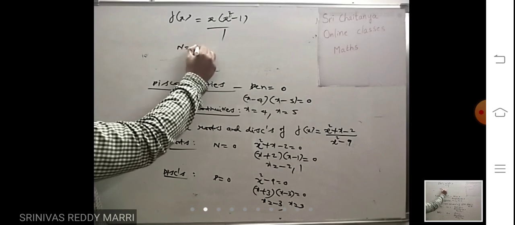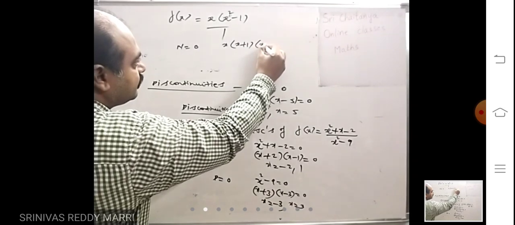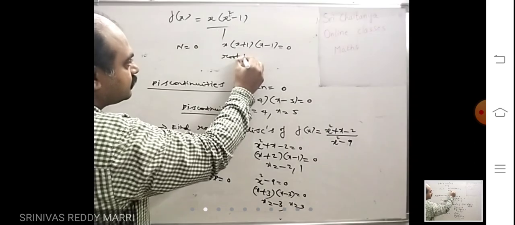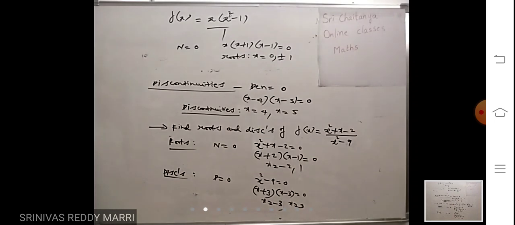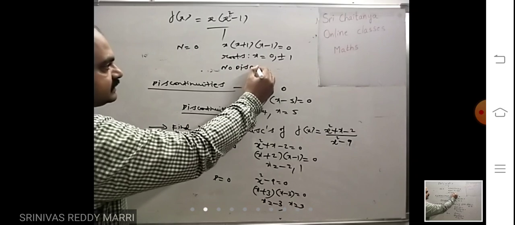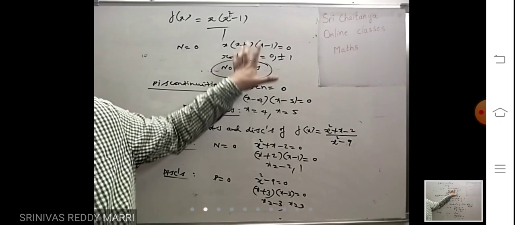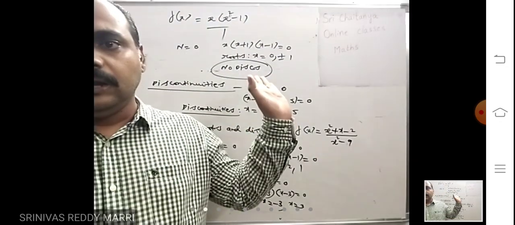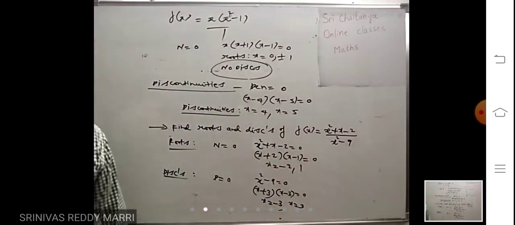Numerator equal to 0 means x into x plus 1 into x minus 1 equal to 0. So what are the roots? 0, plus or minus 1. No discontinuities. That means there won't be any x such that it will become infinity. The denominator will never become 0, so it will never become infinity. There will be no discontinuities for this function.